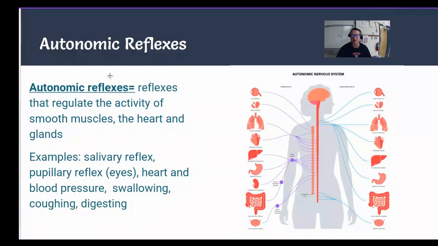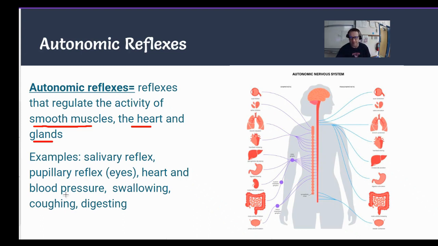All right, so just like we had the somatic nervous system and the autonomic nervous system, we have somatic reflexes and we also have autonomic reflexes. So these are not going to control skeletal muscle. They're going to regulate the activity of smooth muscles, the heart, and glands. So some specific examples are the salivary reflex, the pupillary reflex. So if you walk into a dark room, the pupils of your eyes are going to dilate. They're going to get bigger to allow more light to come in. Now, if someone shines a flashlight in your eye, your pupils are going to constrict, get smaller to make less light enter your eye.